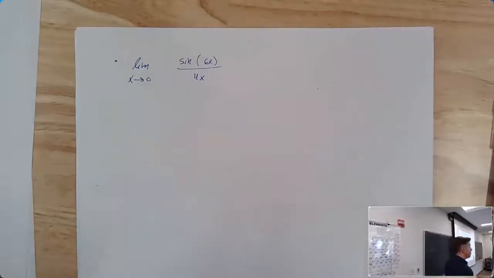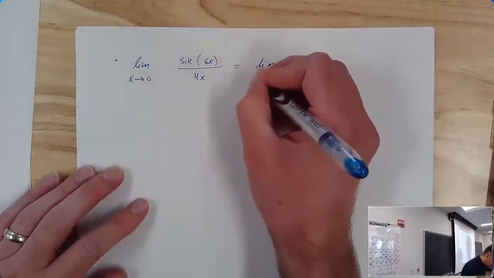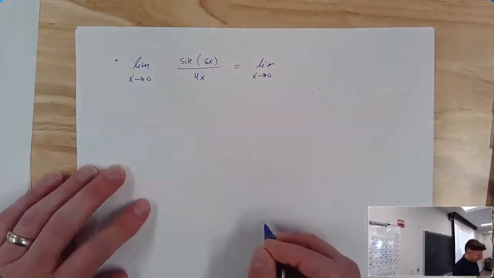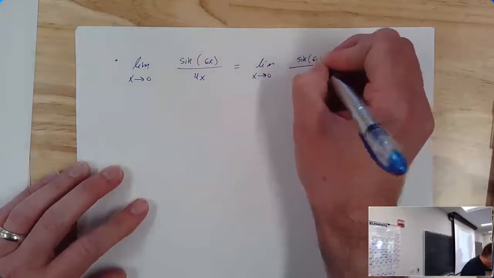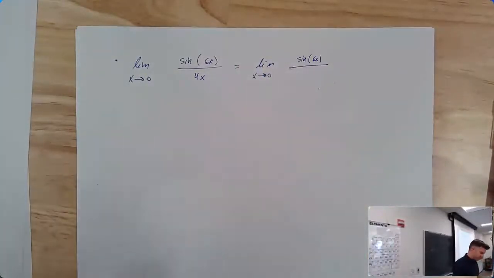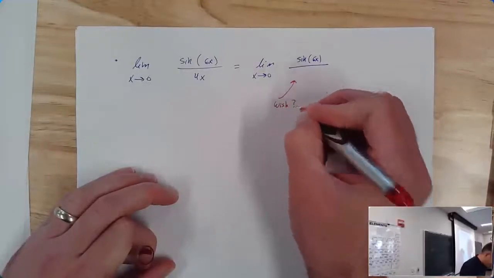So what do we do? Well, I like to do what I call the wish method. You take the limit as x approaches 0, and I'm going to write sine of 6x. I'm going to ask myself, what do I wish I had underneath sine of 6x?